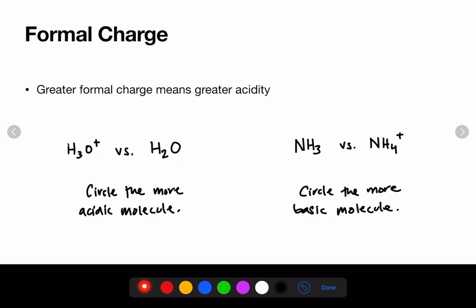Between H3O+ and H2O, the more acidic molecule is H3O+, because of the positive formal charge. Between NH3 and NH4+, NH4+ is more acidic due to its positive formal charge, making NH3 the more basic molecule.